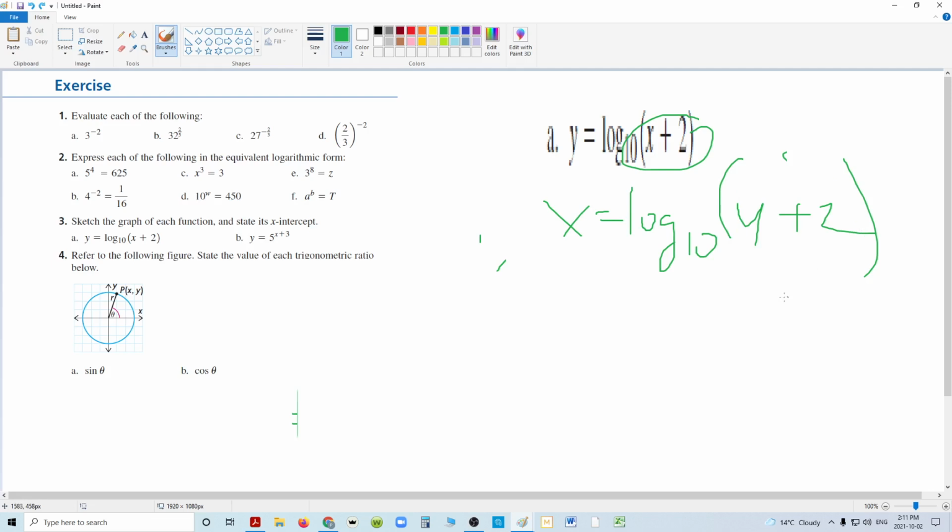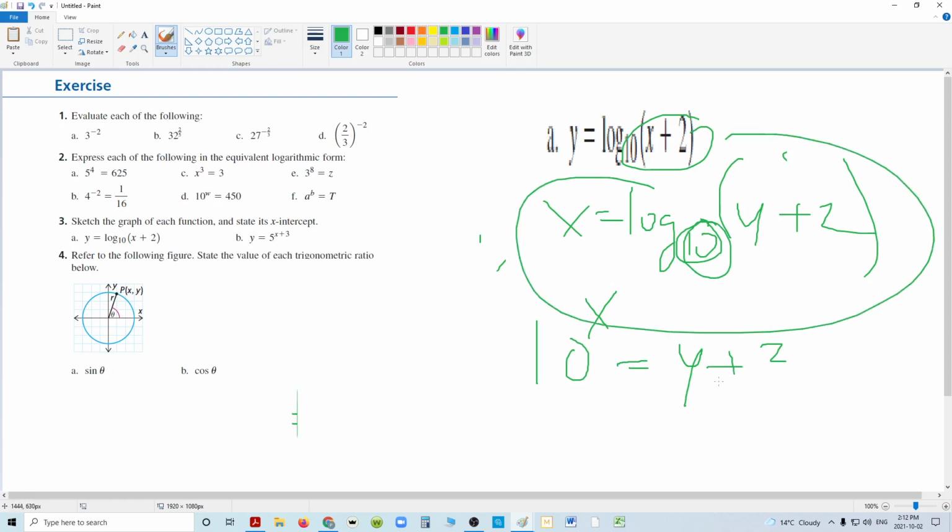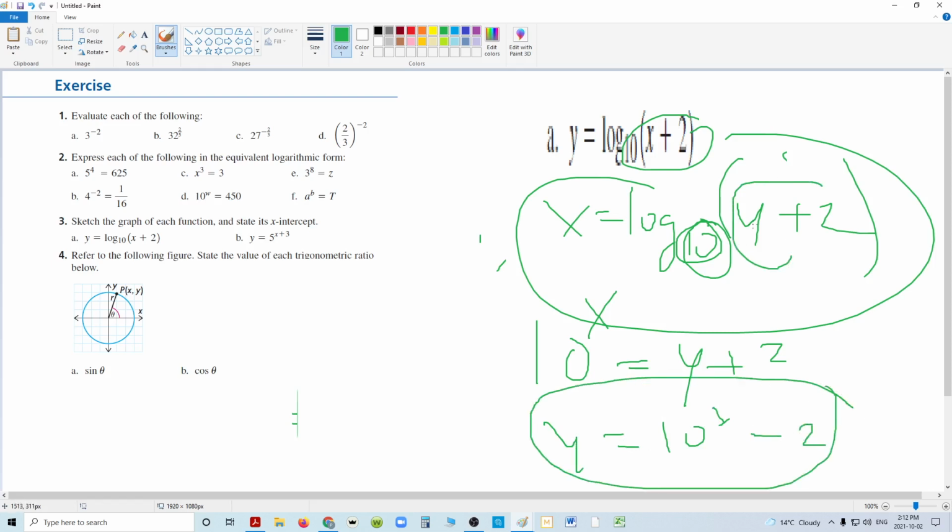To solve a log, you're going to have to look and divide this up, because log base 10 is saying 10 to the power of x is equal to y plus 2. That's the basic of it. That's what a log is. And then you're going to have to say y is equal to 10 to the x minus 2. So there's my mistake, is that x translations in this one become y translations in the reciprocal.